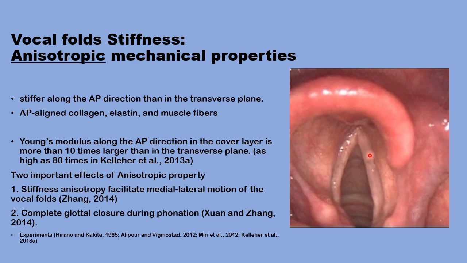We know that a higher Young's modulus would mean better toleration of stress. There will be a small amount of strain with a higher modulus in the anteroposterior direction, compared to the much smaller Young's modulus in the transverse direction. This anisotropic stiffness of the vocal fold has two important applications. This stiffness facilitates the medial to lateral motion of the vocal cord in the transverse direction, and also helps in completing the glottal closure during phonation, as we shall see later. These are the two properties related to the non-uniform distribution of stress in the vocal fold material.